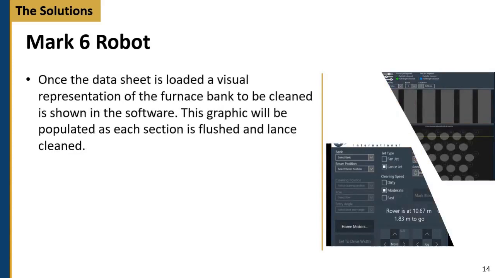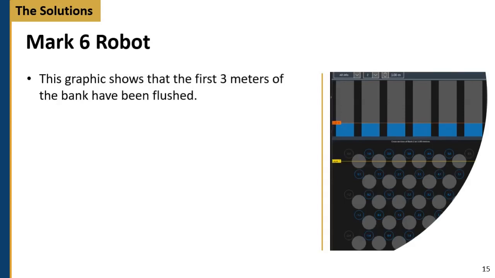So this last section of the presentation will show how the robotic clean is visualized by the software. Once a data sheet is loaded, a visual representation of the furnace bank to be cleaned is shown in the software. This graphic will be populated as each section is flushed and lance cleaned. This graphic shows that the first 3 meters of the bank have been flushed. This might be the first enclosed section of a bank in a furnace.